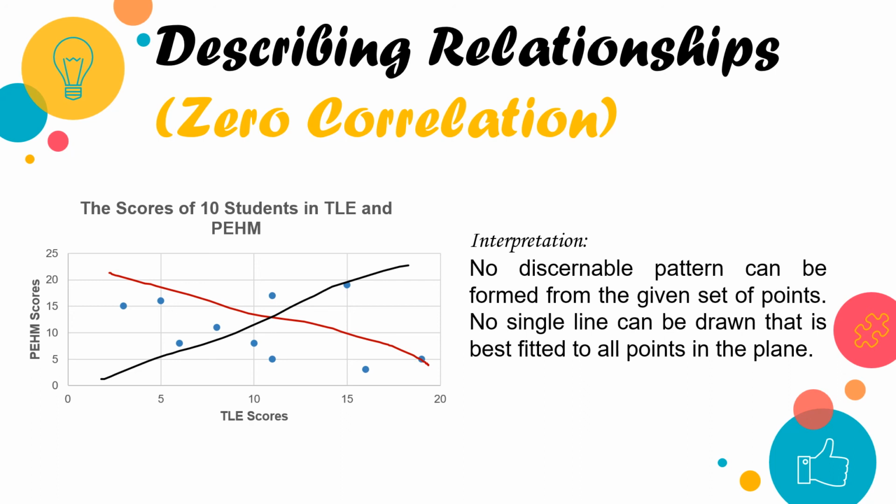Meaning, no discernible pattern can be formed from the given set of points. No single line can be drawn that is best fitted to all points in the plane. And this is what we call the zero correlation. Meaning, there is no relationship between the two sets of scores. There is no relationship between the students' TLE scores and their PEM scores. Okay? And I think that is clear to everybody.